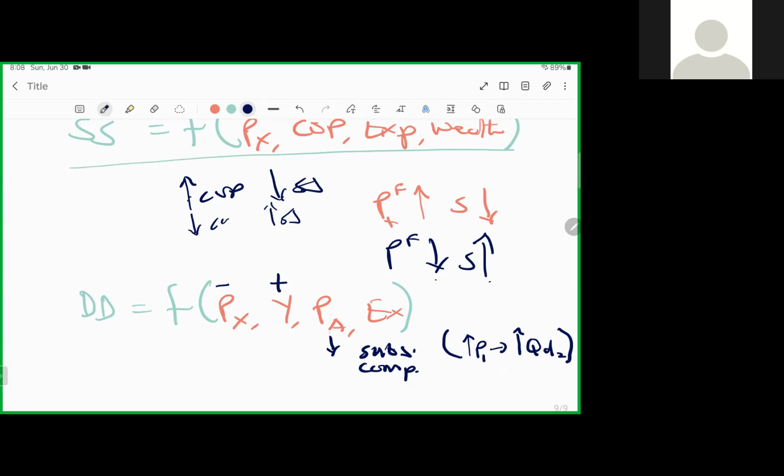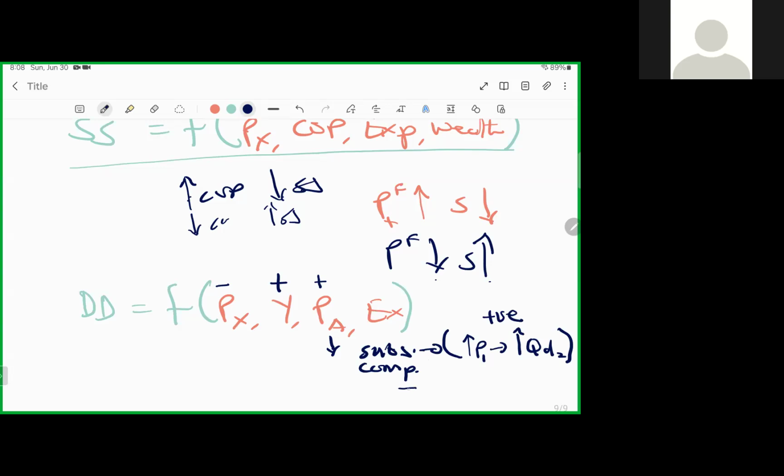So if you have the prices of other goods and the coefficient of the other good is positive, it means the good in question we are looking at is a substitute. So for substitutes, the price effect is positive.